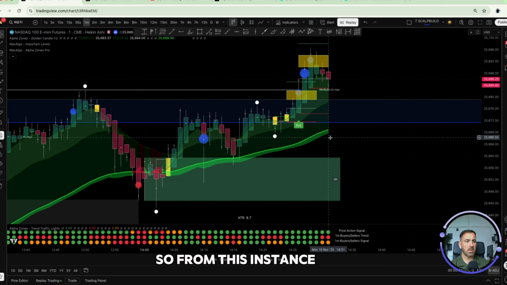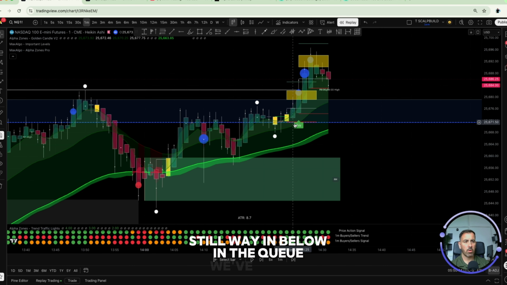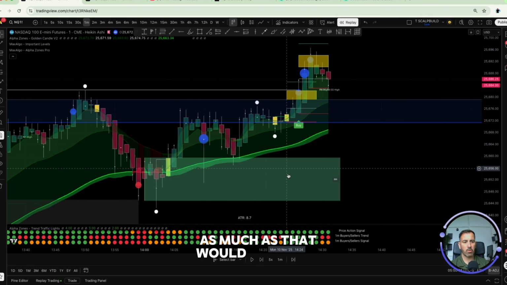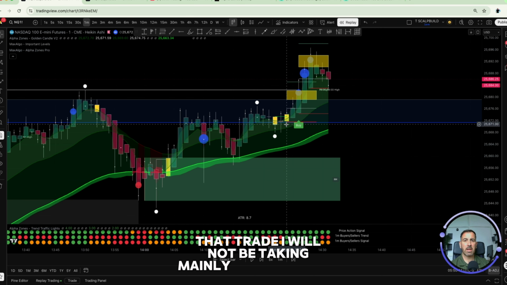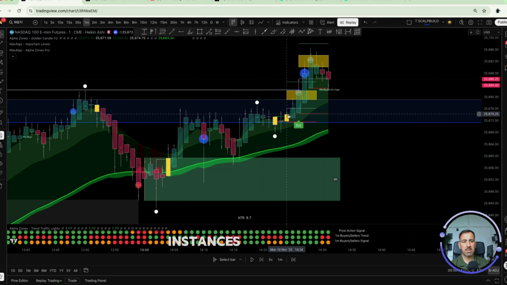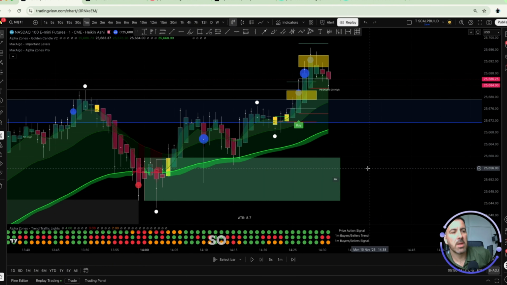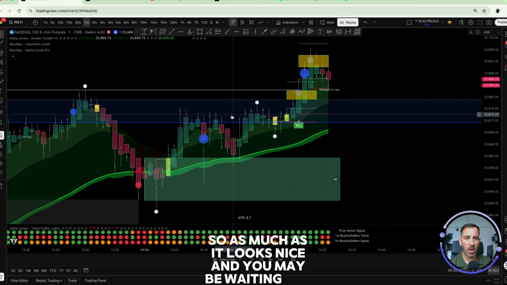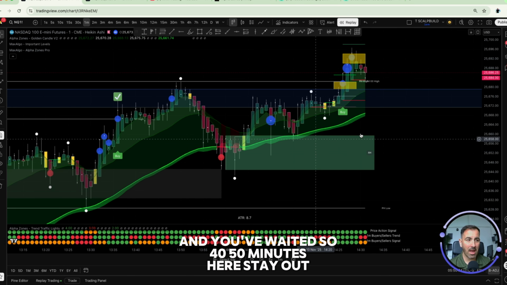So from this instance, we've got a golden candle still way below the Q. We've got no volume on it. As much as that would look like a nice trade, and it does play out, that trade I will not be taking, mainly because there are many, many instances where we will dip into the Q here and it will reverse. So be careful. As much as it looks nice and you may be waiting for a trade and you've waited sort of 40, 50 minutes here, stay out of it.